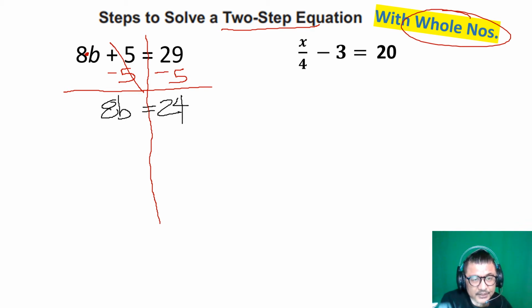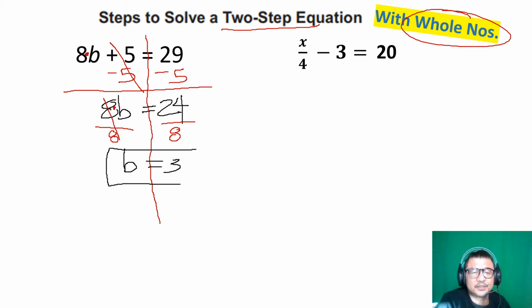Copy the equal sign. I need to get rid of you times 8. What is the opposite of times 8? Divide to the left, divide to the right. I showed it. Finally, B is alone. 24 over 8 is 3. Okay, so B is equal to 3.